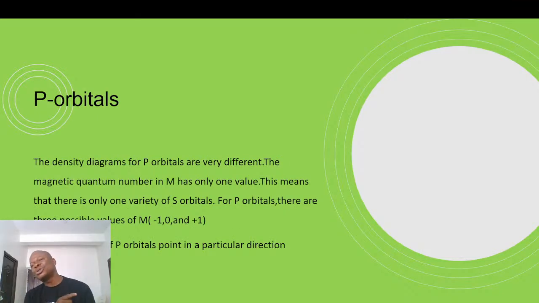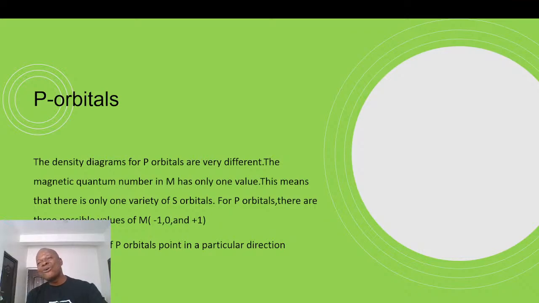But what you need to note down is that the s orbital is in a spherical shape, or a kind of circle-like shape, or football. Can you all listen to that? Football. It's a football-like object.